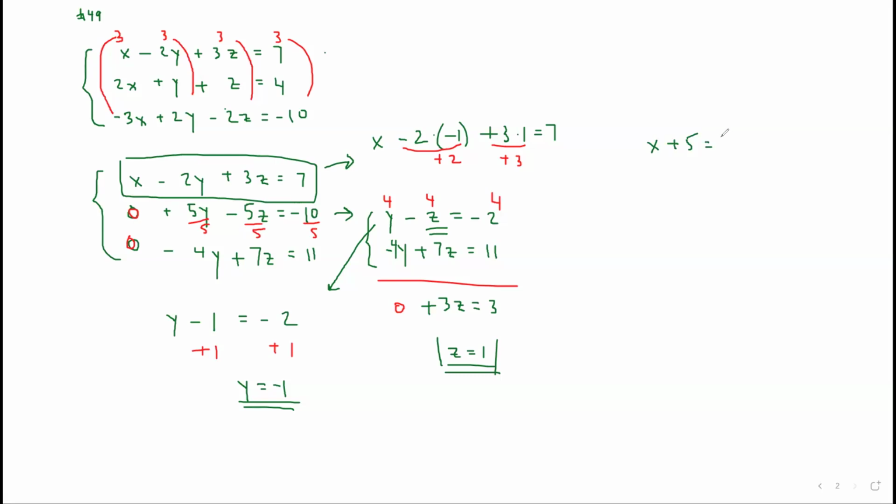And then x is equal to number 2, right? 2 plus 5 is 7. So x is also 5. So once you found these, that's it. The problem is done.